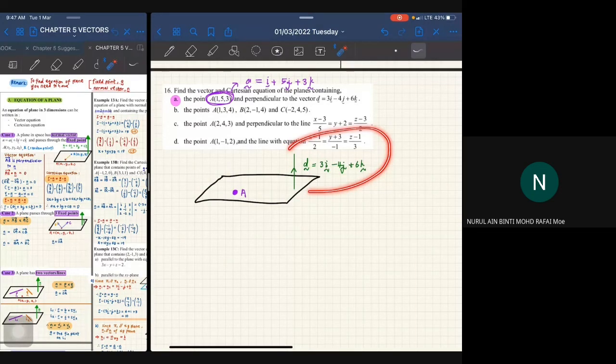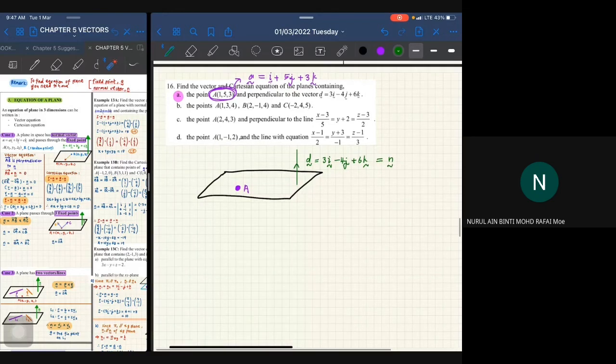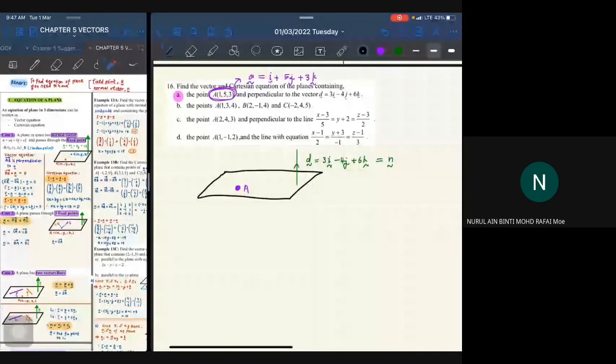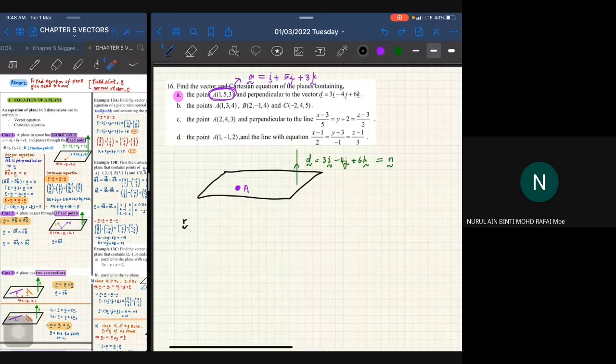Okay, so soalan ni dia memang straightforward. Dia terus bagi dekat awak. Ambil normal, fixed point. Cari dia punya equation of plane. Okay, so this is the normal equation. So sama dengan N. So saya letak sebagai N so that saya senang nak refer nanti. Okay, so settle. So I just need to write my equation for plane. So it's R dot N is equal to A dot N. Just like that.